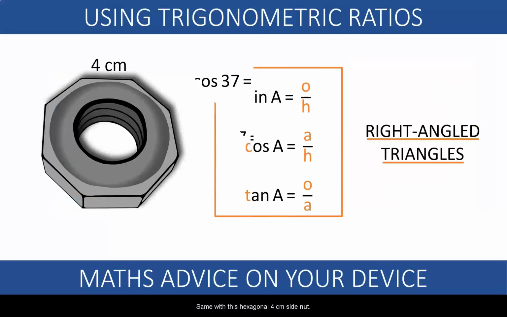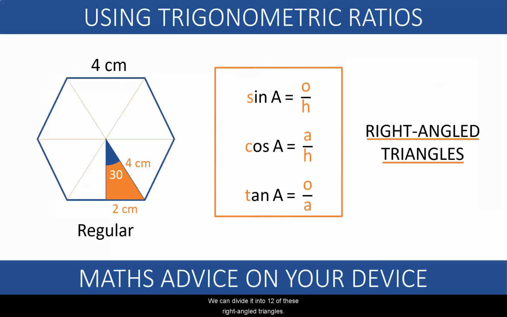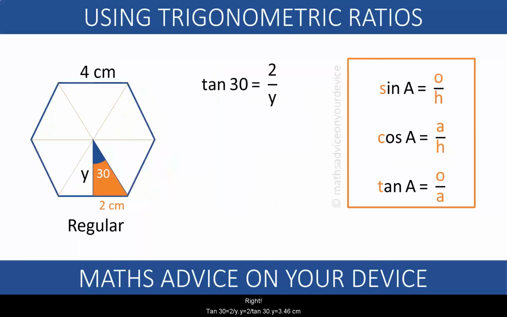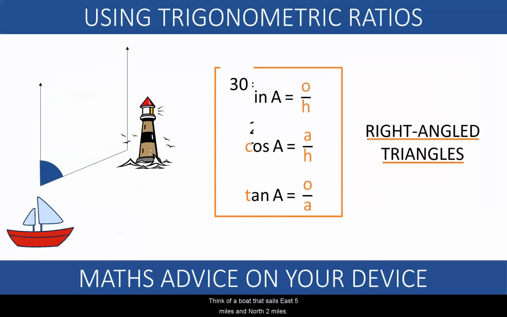Same with this hexagonal 4 centimeter side knot. We can divide it into 12 of these right angle triangles. Tangent of 30 equals 2 over y, so y equals 2 over the tangent of 30, approximately 3.46 centimeters. Think of a boat that sails east 5 miles and north 2 miles.